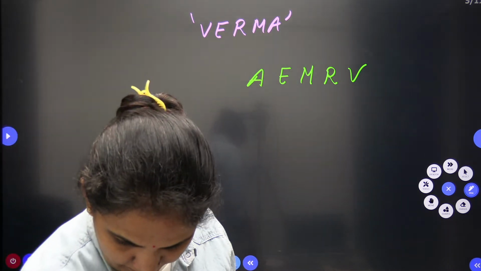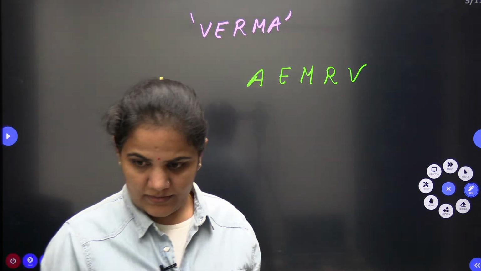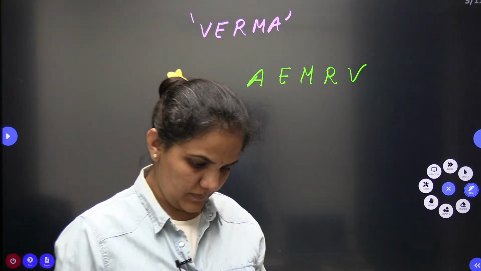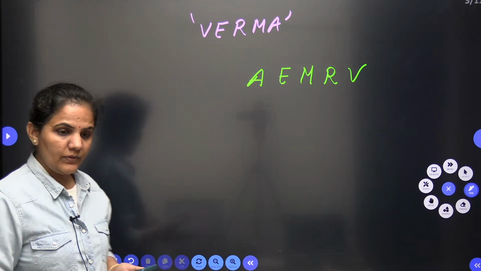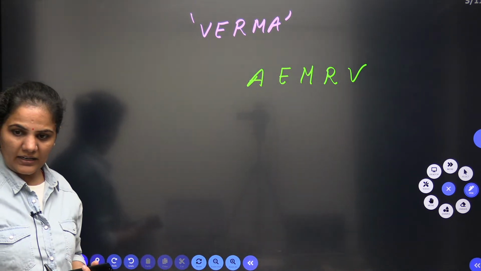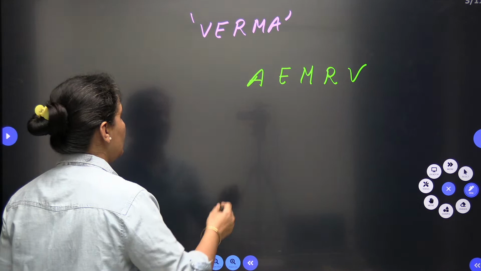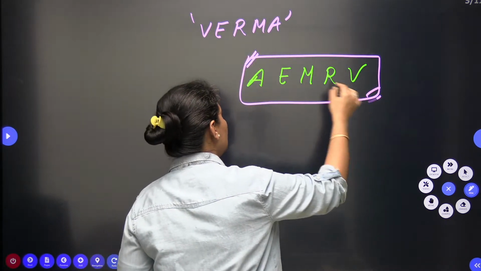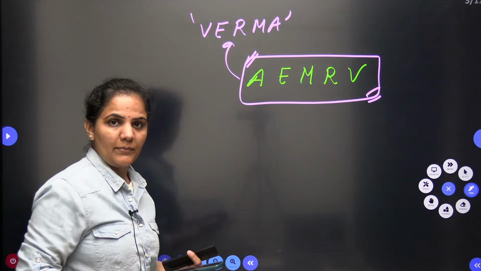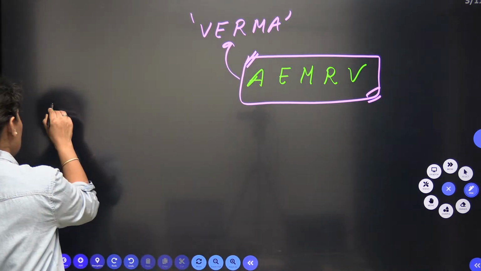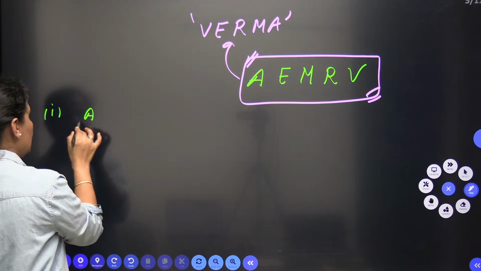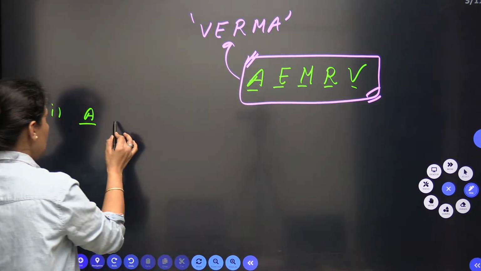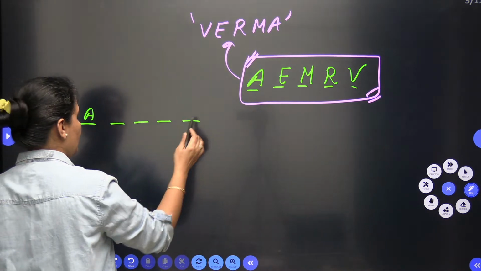So here we are having A, E, M, R, V. When I arrange these letters, I need to arrange all of them and make the word Verma again. When I start making words, as we are having 1, 2, 3, 4, 5 letters here, so 1, 2, 3, 4 and 5 will be here.